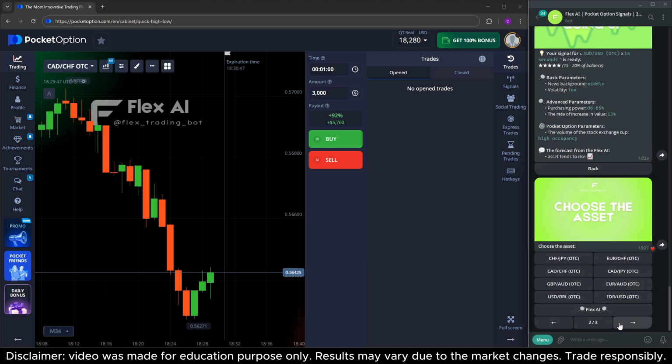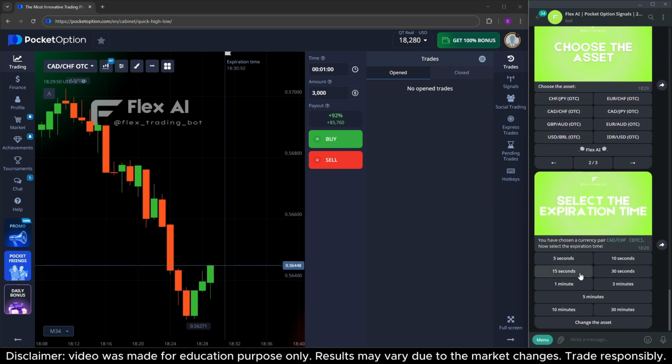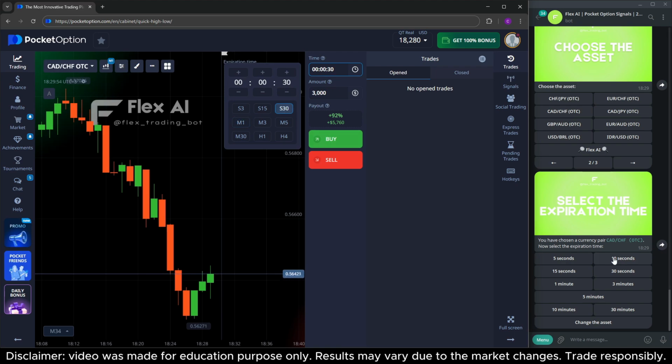If you want, you can change the time and, of course, the amount. We usually change the amount when we look at the balance and understand that we can already put a little bit more.